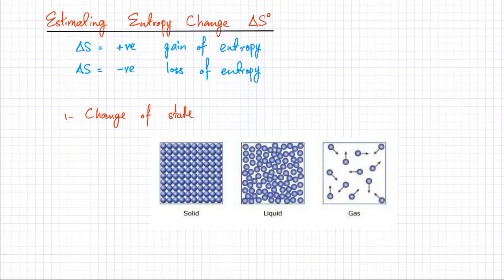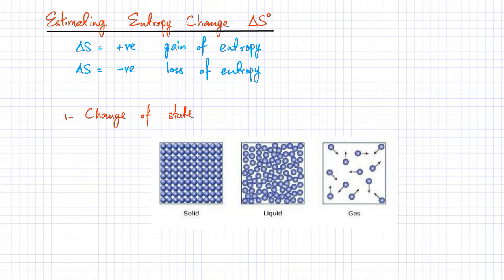In this video lecture, we're going to estimate entropy change for different systems and different chemical reactions. Entropy is the disorder of a reaction, and delta S is the change in entropy. So if delta S is positive, that means there's a gain of entropy, a gain of disorder. Things are moving towards more disorder. And if delta S is negative, that means there's a loss of entropy and things are moving towards more order. There's going to be less disorder.